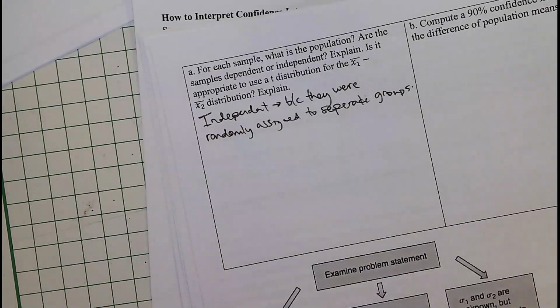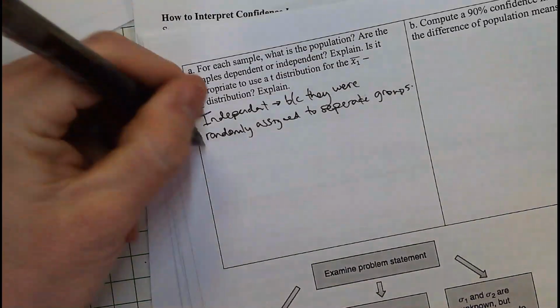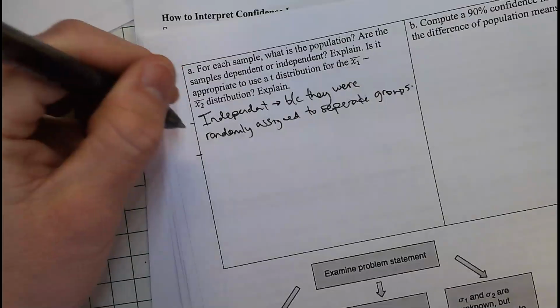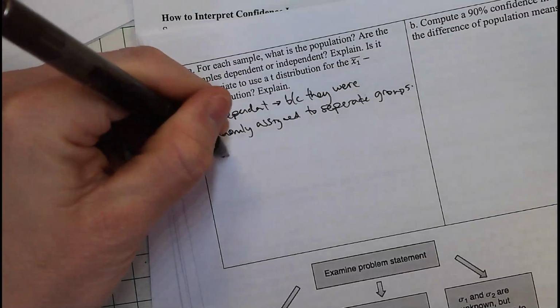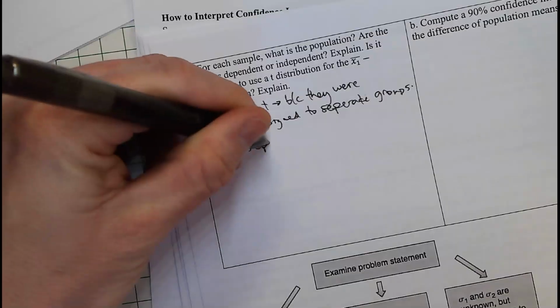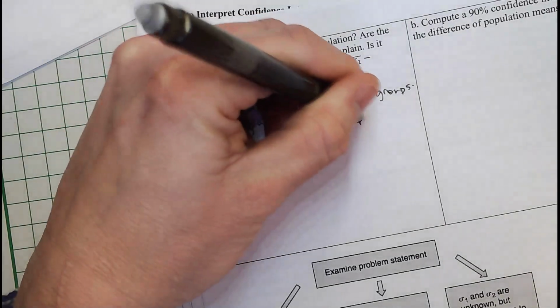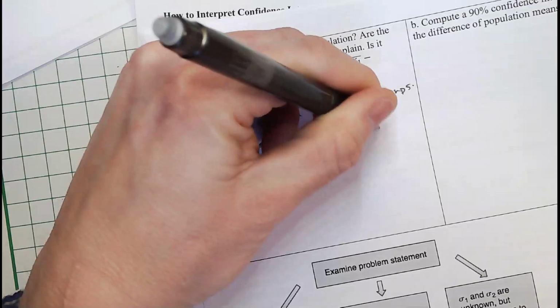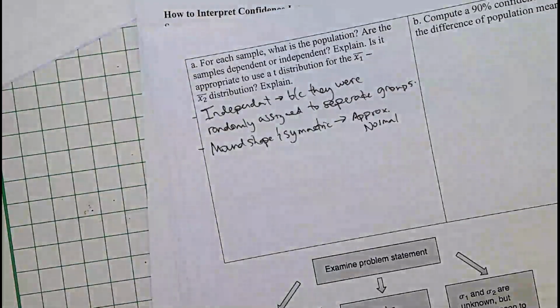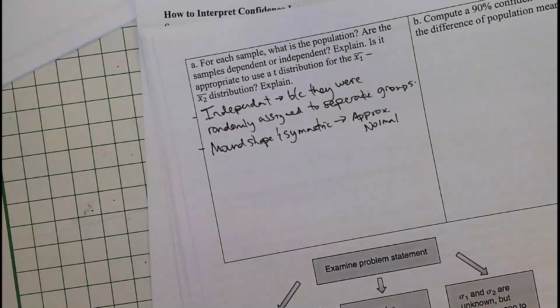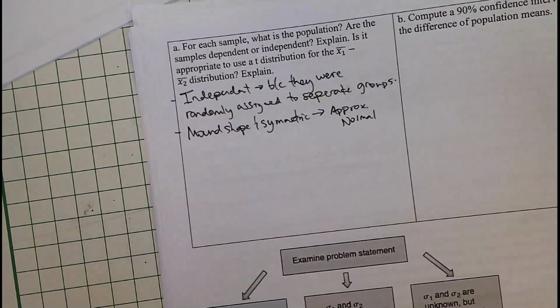So, is it appropriate to use the t distribution? They're independent. We also know it's mound-shaped and symmetric, so it's approximately normal. All right, so we can use that as well. We should be good to go here. And we don't know the population standard deviation, so we'll use the t distribution. Compute a 90% confidence interval.